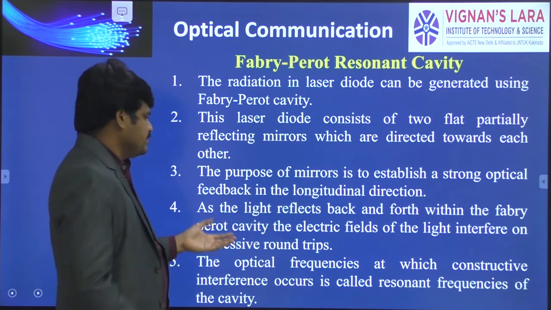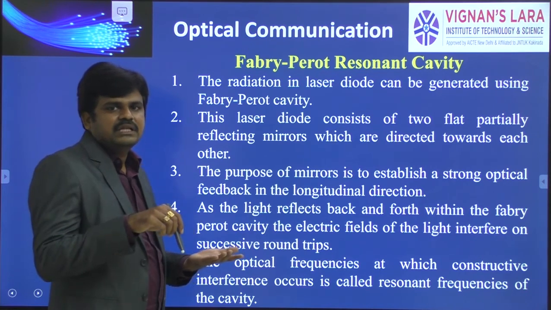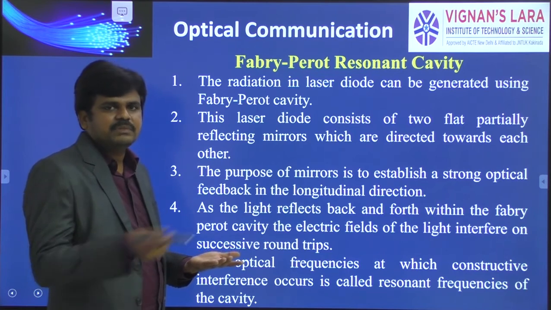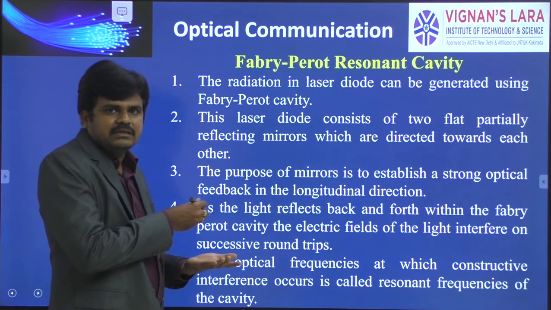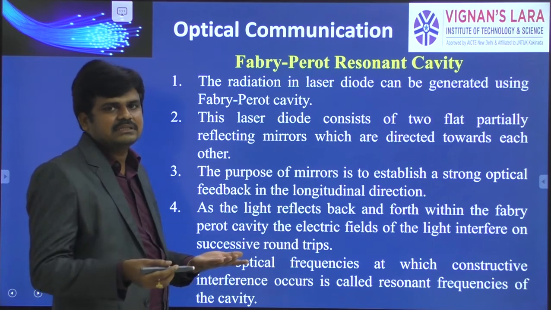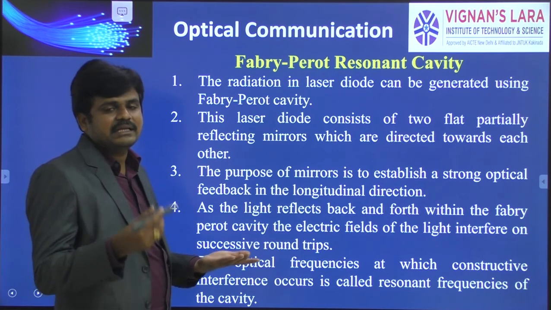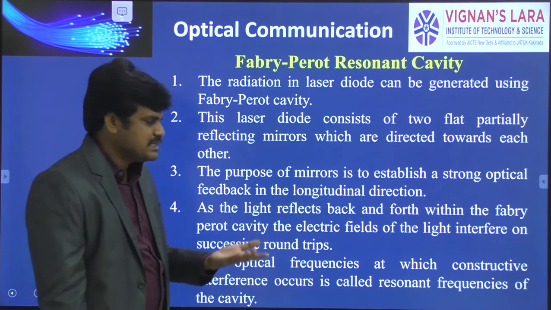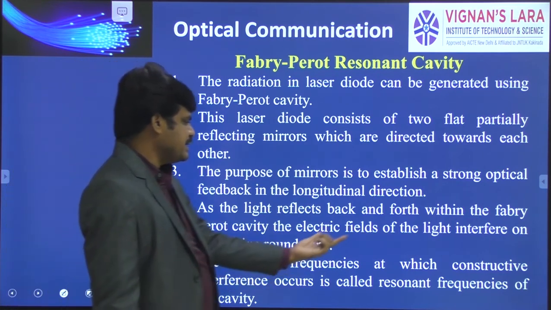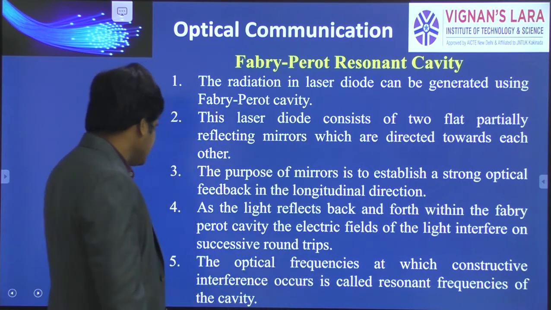How? The light produced in the lasing cavity hits one mirror and goes back to the other mirror, hits that second mirror, and comes back to the first mirror. It happens a number of times till a standing wave is produced. The optical frequencies at which constructive interference occurs are called the resonant frequencies of the cavity.